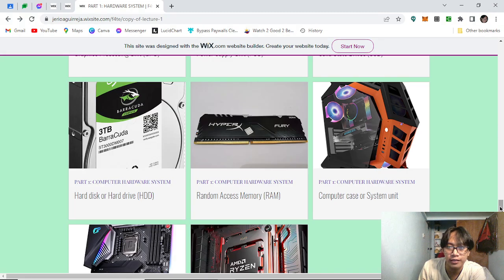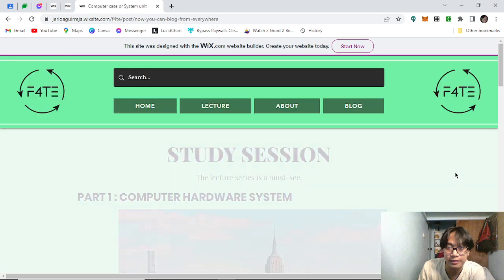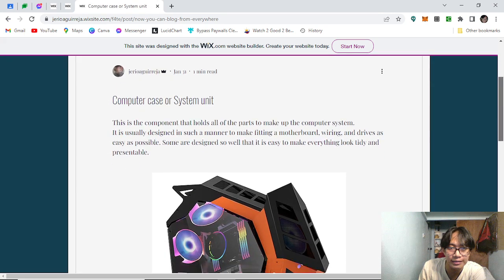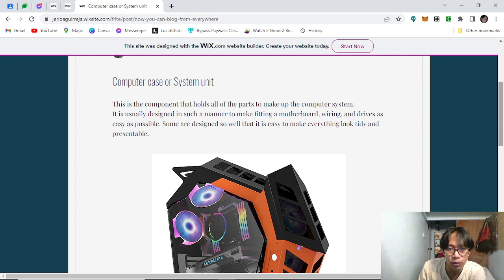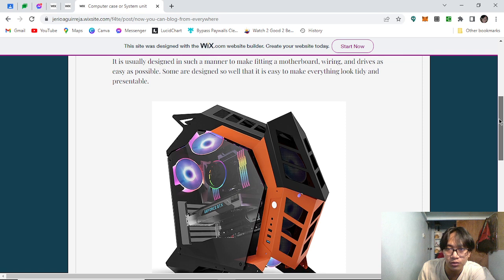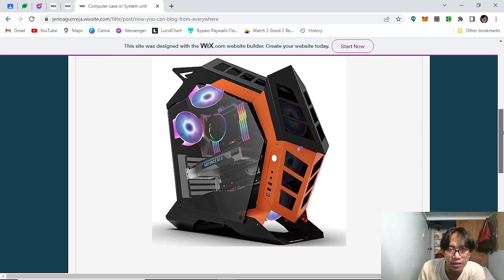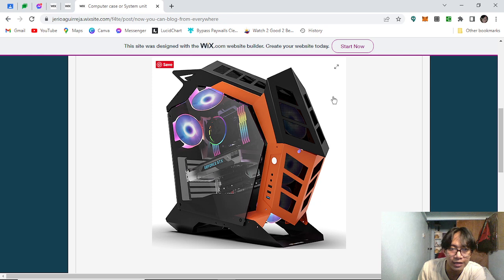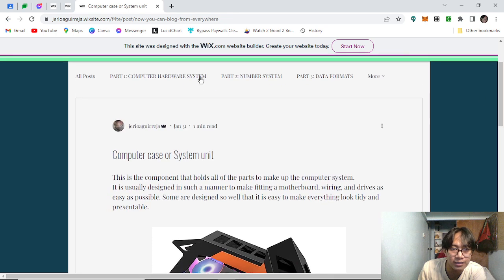And next is the computer case. So hindi mawawala tong computer case kasi this is the component that holds all of the parts to make the computer system. It is usually designed in such a manner to make fitting a motherboard, wiring, and drives as easy as possible. Some are designed so well that it's easy to make everything look tidy and presentable. And this is the computer case or the system unit.